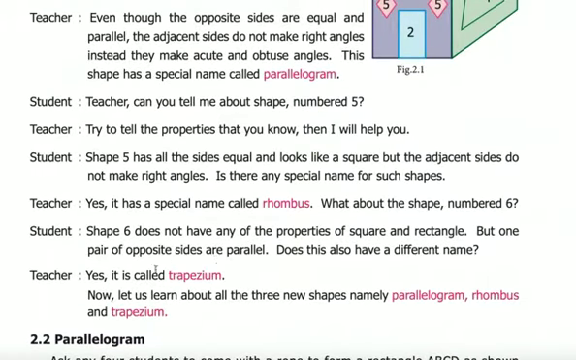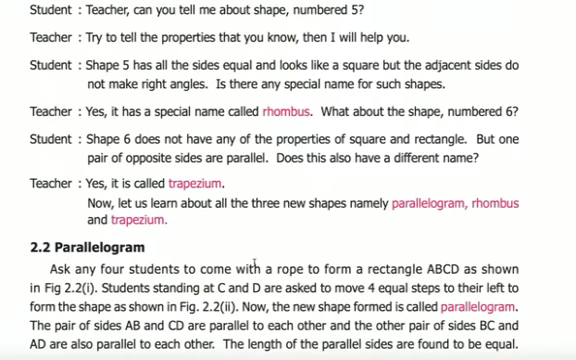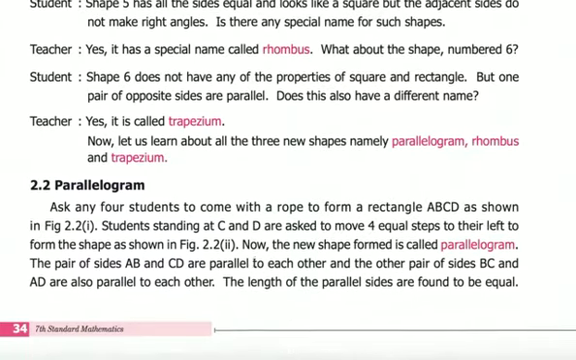But one pair are parallel and does not have any properties similar to square and rectangle. Then what is the teacher saying? Yes, it is called trapezium. Okay. Now let us learn about all the three new shapes, namely parallelogram, rhombus, and trapezium. Okay, they are not as straightforward as rectangle and square. Okay, they are pretty forward, and pretty simple to understand. Right. Let us look at the parallelogram first.